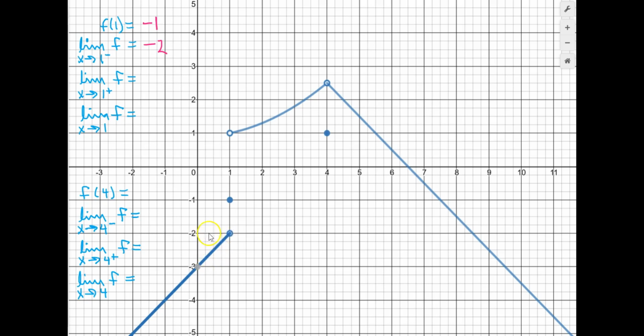Okay. Now what about the limit as x approaches 1 from the right? Okay, so as we move towards 1 from the right, we will be moving along this portion of the curve, and you can see that as we move along this portion of the curve, the y coordinates are getting closer to positive 1. So the right-hand limit as x approaches 1 from the right is going to be positive 1.